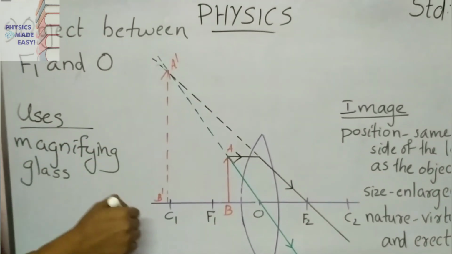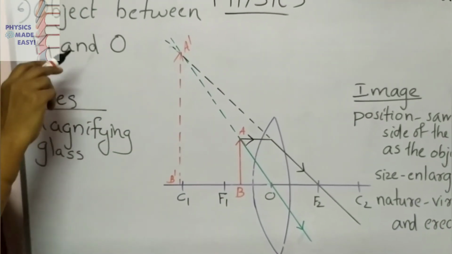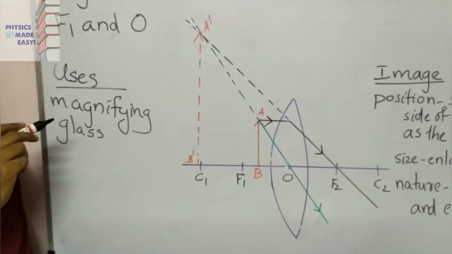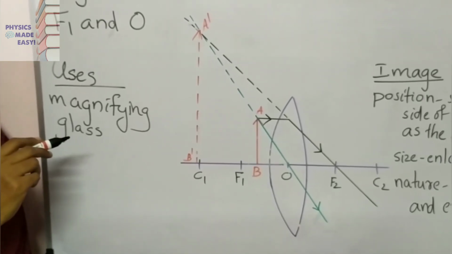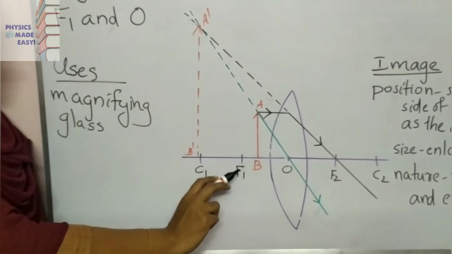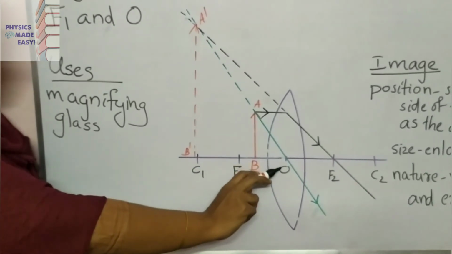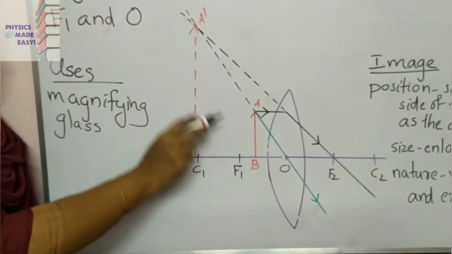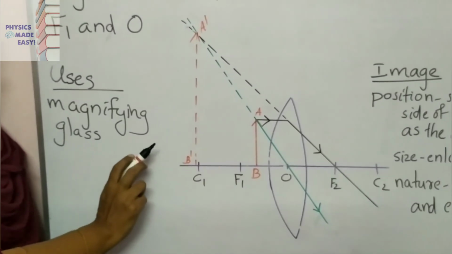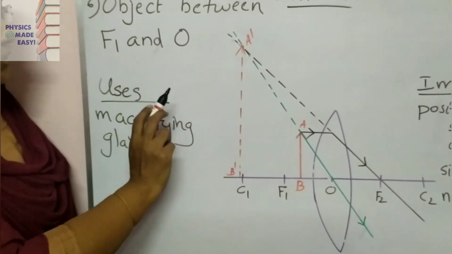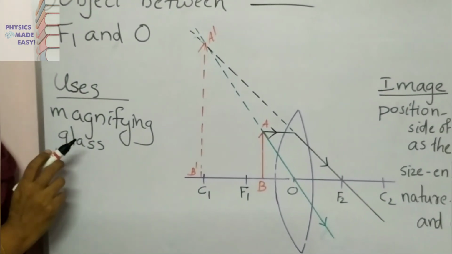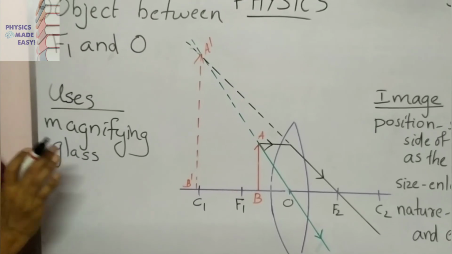Children, this thing we can see in our daily life. This convex lens is used as a magnifying glass. Why is this convex lens used as a magnifying glass? If the object is placed near to the convex lens, between f1 and optical center, you can see a virtual and erect enlarged image of that object. That's why we can use this convex lens as a magnifying glass. Then these convex lenses are used in telescopes, microscopes, some optical instruments, etc.